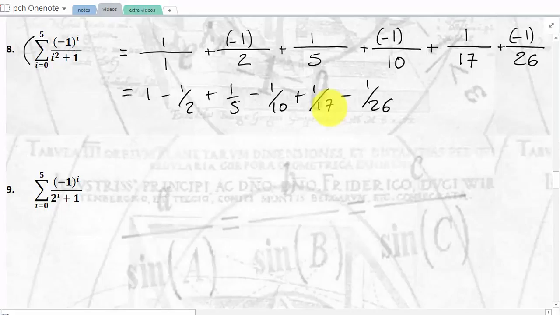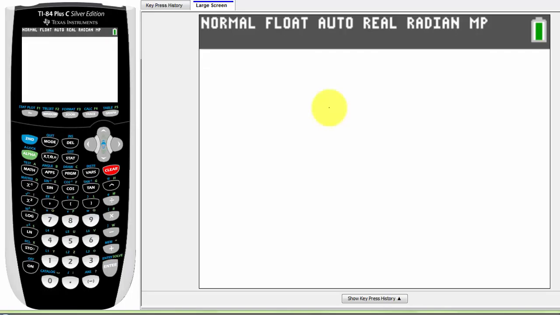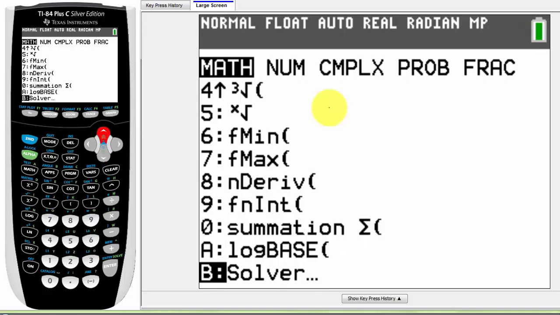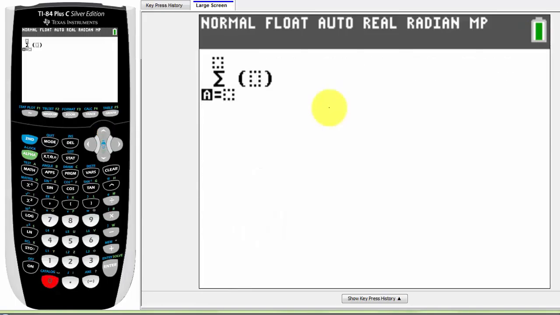So you can take your calculator, but let me show you how to enter this in your calculator. Here is a calculator, and to enter a sum in your calculator, you need to go to the math menu right here, and go down the math menu until you find sum, the sigma notation. I passed it, so let me go up, it's going to be faster. Right here, it's 0, summation notation with sigma. Here we go.